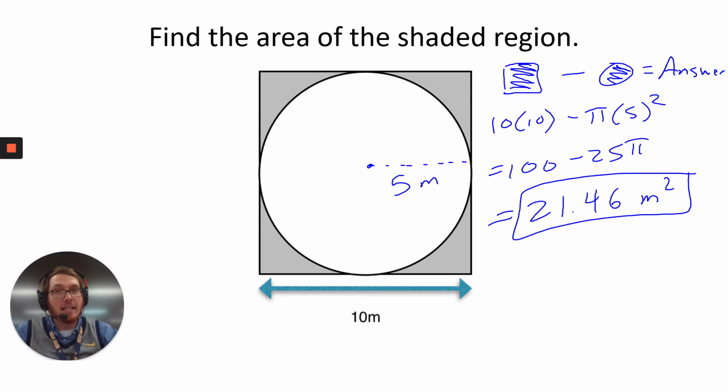Make sure you're plugging things in correctly to calculators and how you're solving them. You can't do 100 minus 25. You have to find 25 pi first and then do 100 minus that number. Depending on your calculator, you want to make sure that you're plugging things in the right order. You may have to do this in 2 steps versus 1, depending on the calculator that you're using. But you should get just around 21.5 or 21.46 square meters.